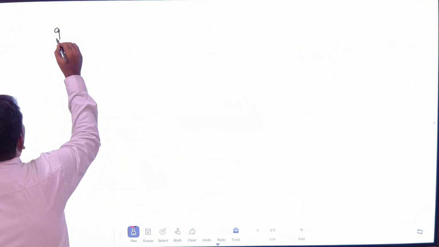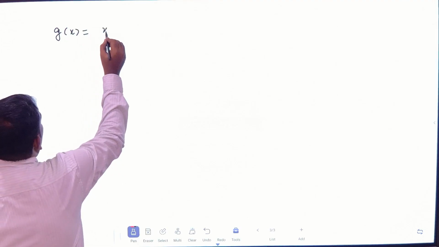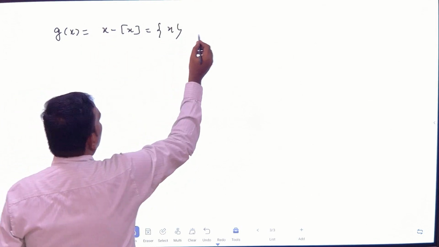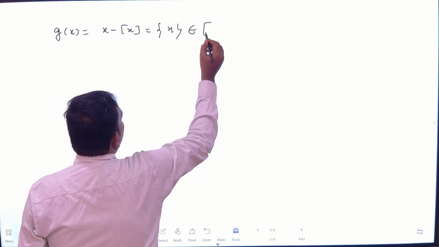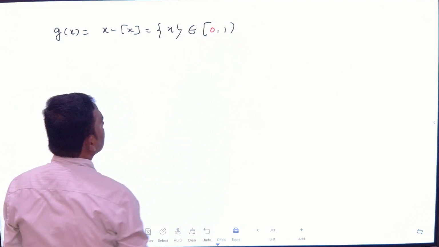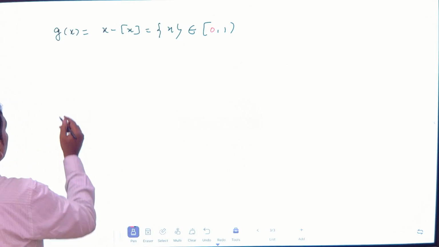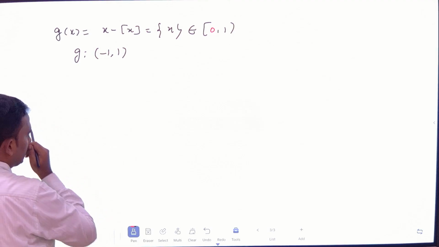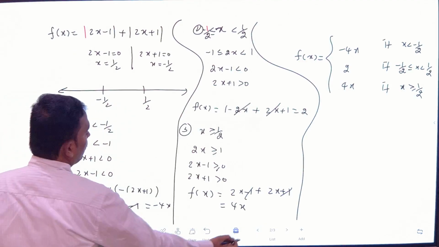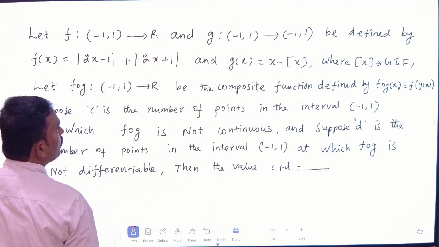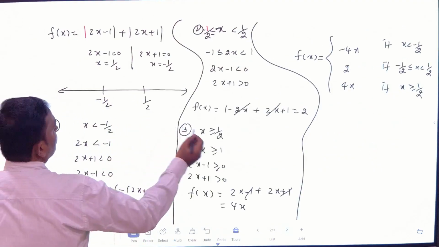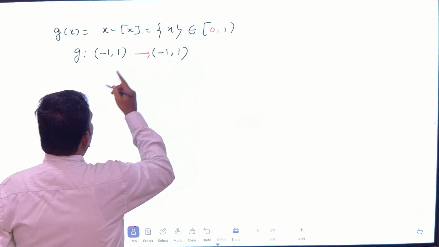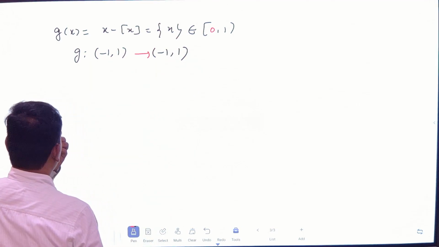What is the g of x? G of x is given as x minus greatest integer function. It is the fractional part function. You already know that this will fall in 0 to 1, right? But g is defined from minus 1 to 1, right? So I am checking the interval minus 1 to 1, right?